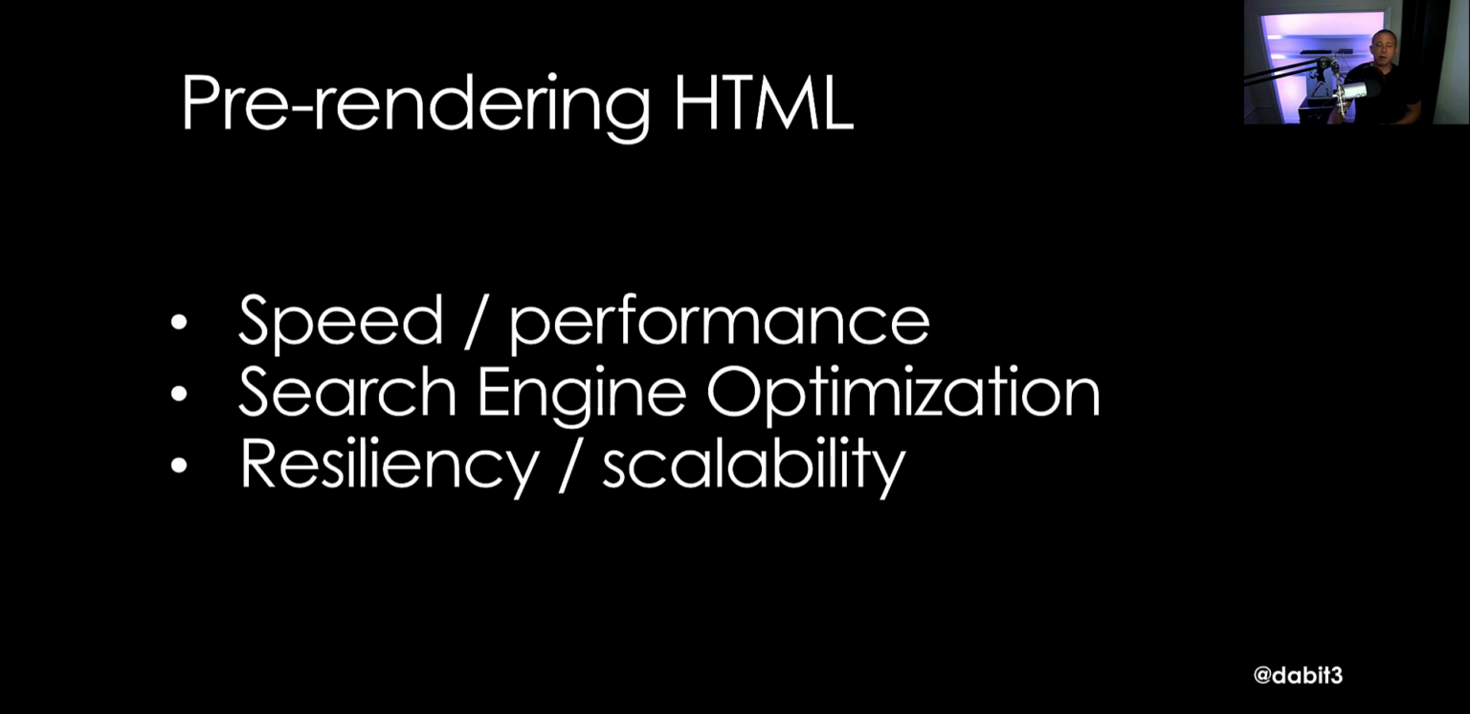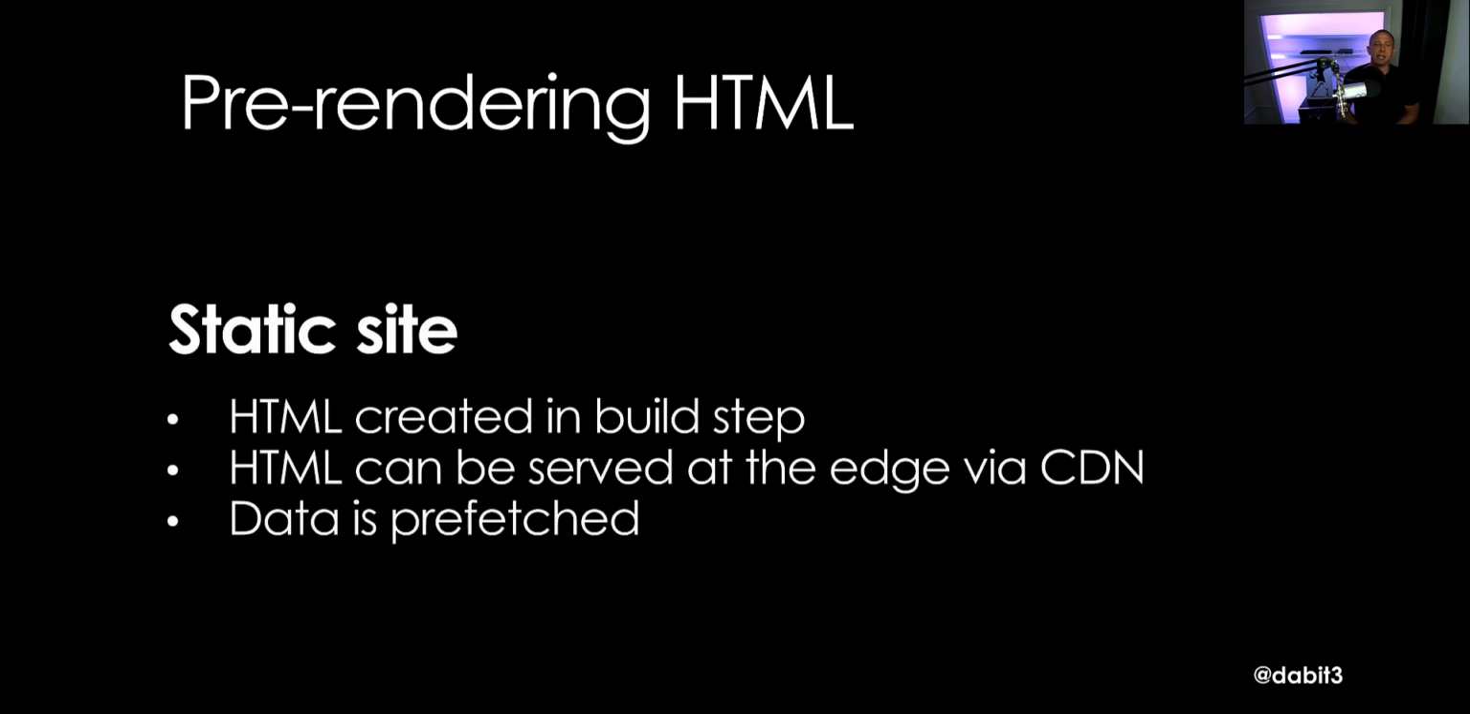But when you're working with pre-rendered HTML in a statically generated page versus a server-rendered page, it works a little differently. For a static site, the pre-rendering is done in a build step. The HTML is created before, or in some step, when you're building your app, or incrementally after you've built your app. And then you have this HTML that can just be served at the edge via some CDN. If you have any data that you need, it's typically prefetched. And this data is probably not going to be user-specific because it's built without any type of authorization mechanisms built in.